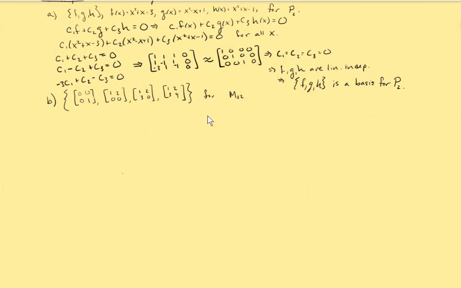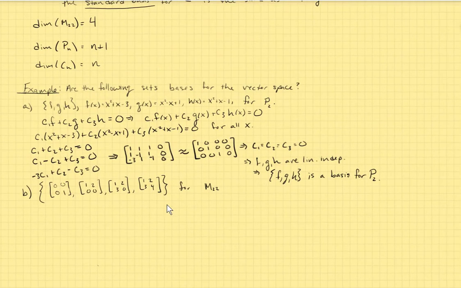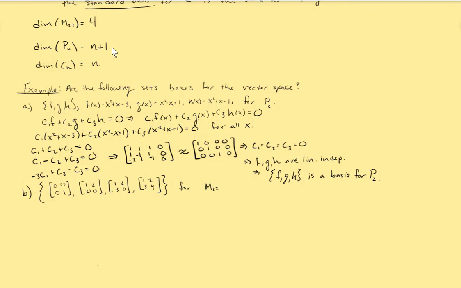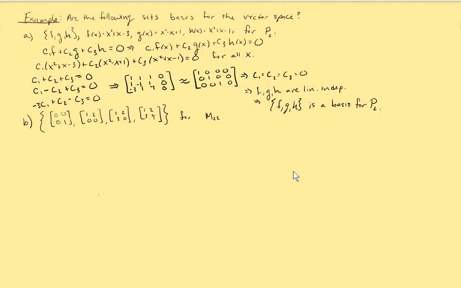Again, we know, since we already saw this above, the dimension of M22 is 4, and we have 4 vectors here. This is the same exact type of problem we saw in part A. We just need to determine, are these linearly independent? If so, since there's the right number of them to make a basis for M22, there's 4 of them, linear independence is all we have to check. So I'm going to jump in and start out the same way.